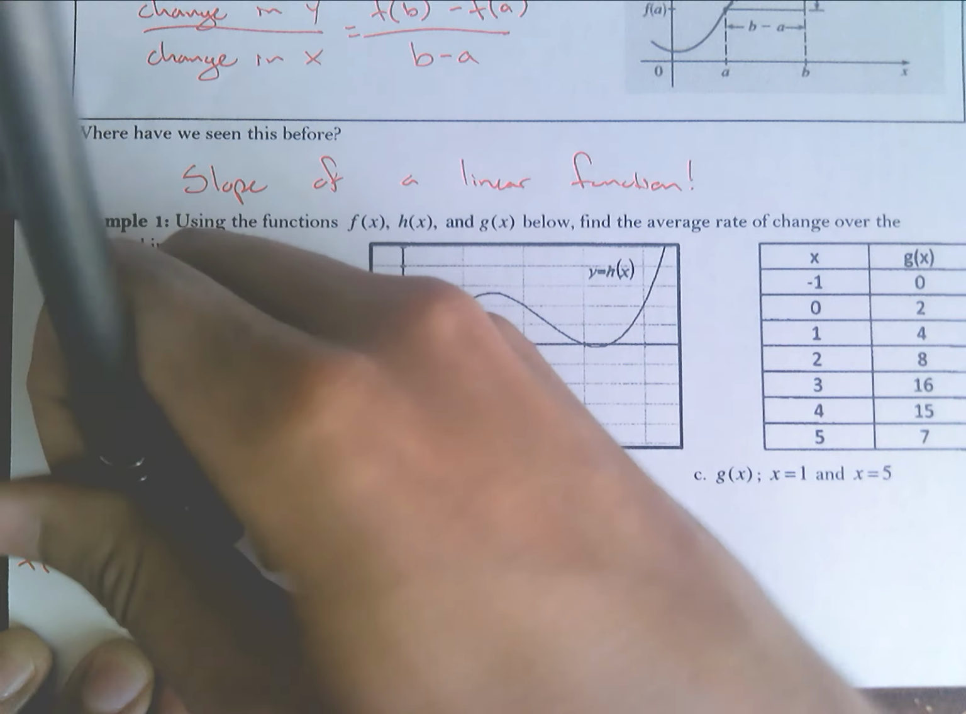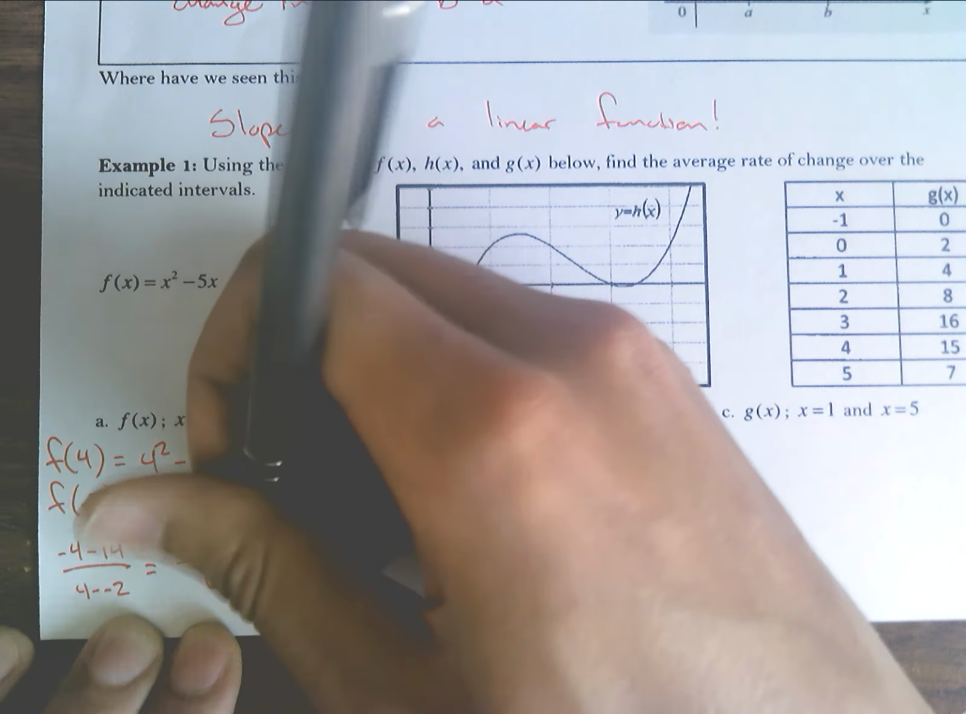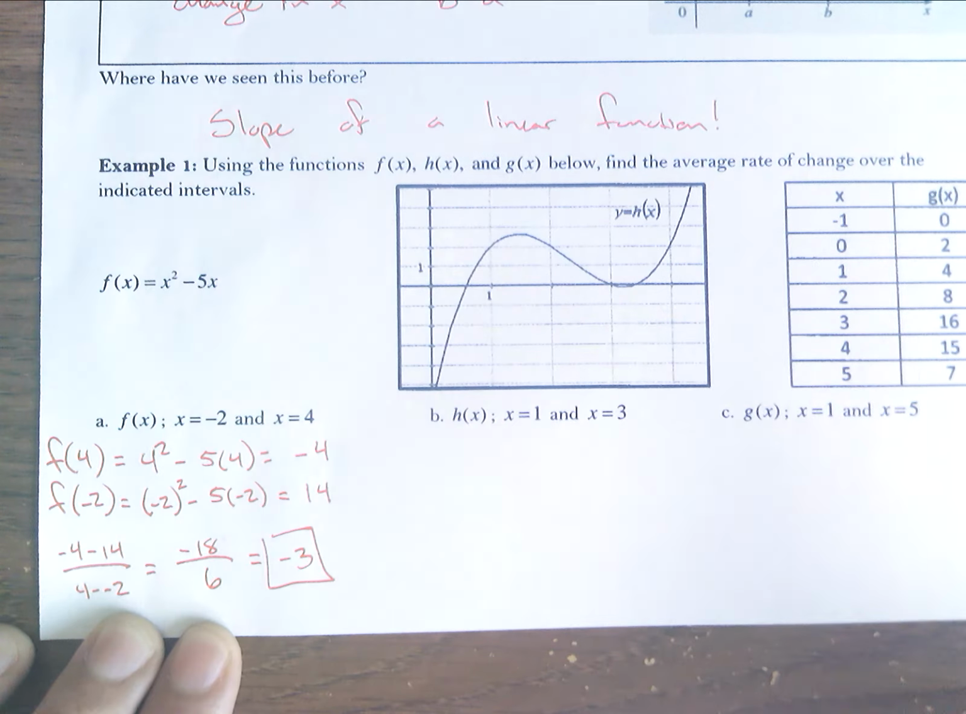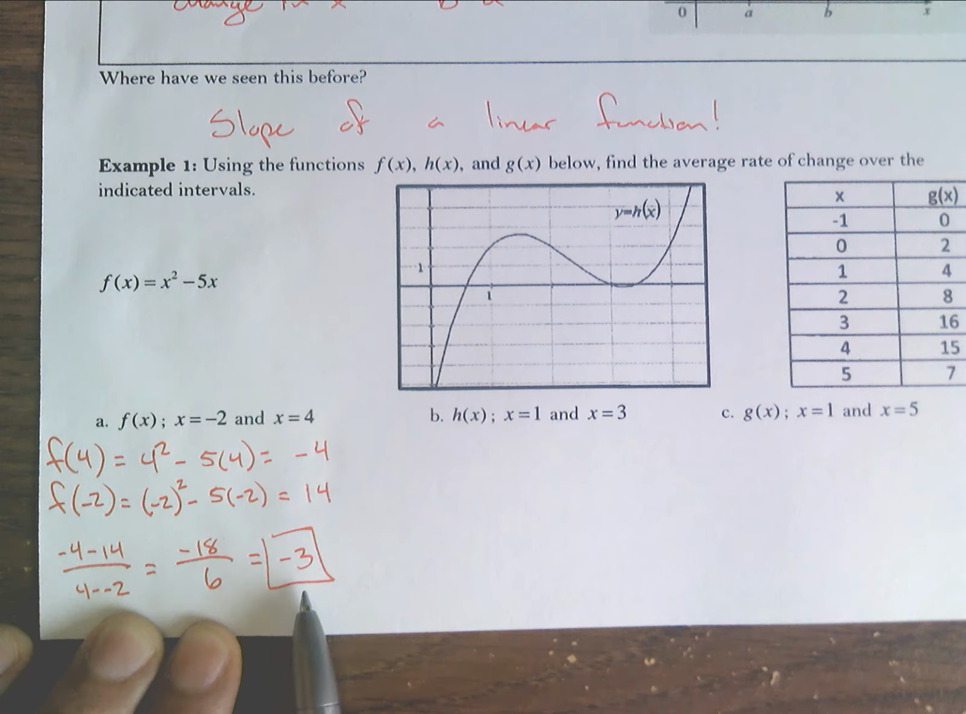We can simplify this fraction. We have negative 4 minus 14 is negative 18, over 4 minus negative 2 gives us 6. And we know negative 18 divided by 6 is negative 3. So the average rate of change over the interval from negative 2 to 4 is negative 3.